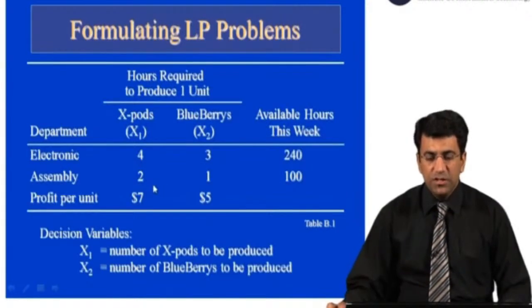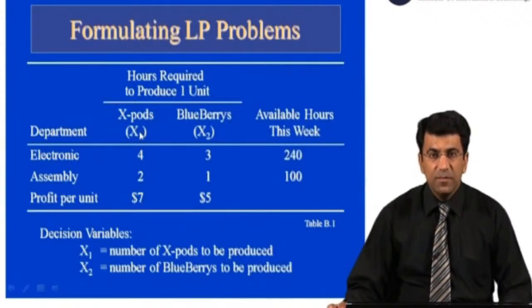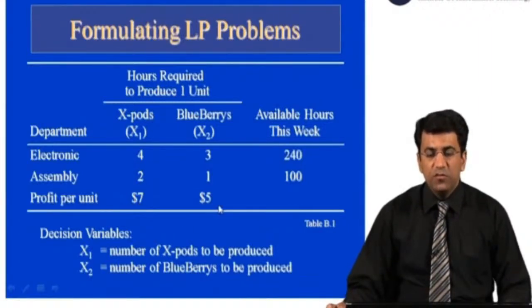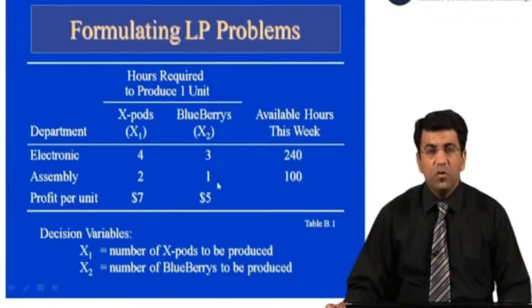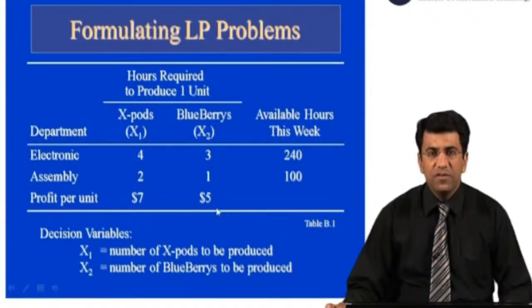There is 1 unit. If you are able to produce 1 unit of exports, then there will be $7 profit. And if you are producing, suppose X1 number of products, then the total profit for this particular product will be 7x1. Is it clear? If you are able to produce 1 unit of X2, the profit will be $5. If you are able to produce 2 units of X2, the profit will be of course $10. But suppose we are able to produce X2 units of blueberries, then the total profit for this particular product will be 5x2.